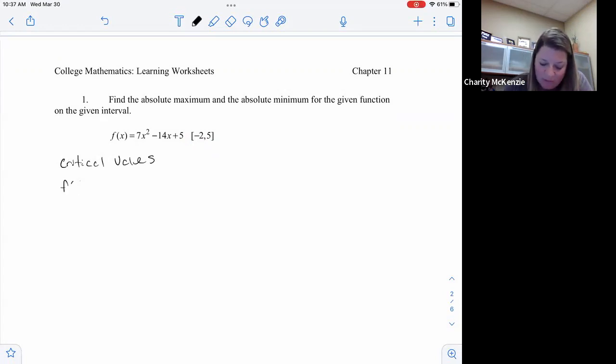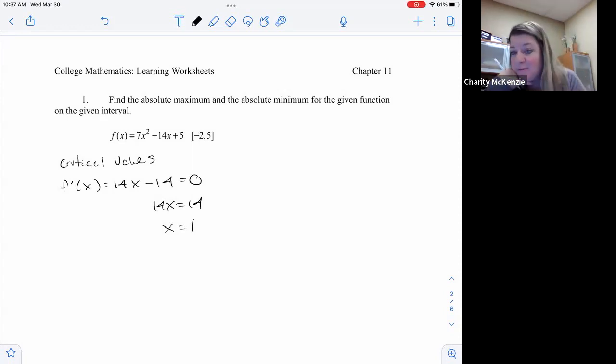So what's our derivative? Okay, well, the first derivative is 14x minus 14. Okay, where does this happen to equal 0? Well, we'd add that 14 over, divide, and I get 1. 14 divided by 14 is 1. So we have a critical value at 1. So that could be an absolute max or min.